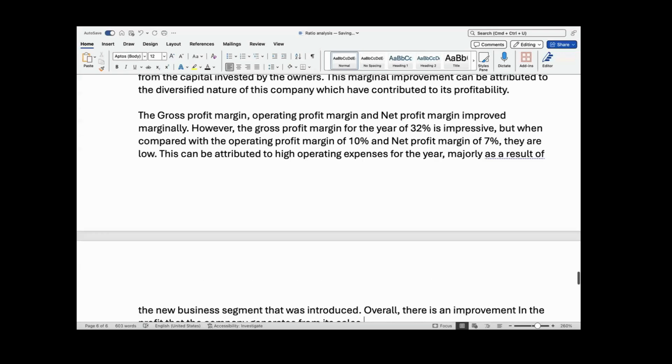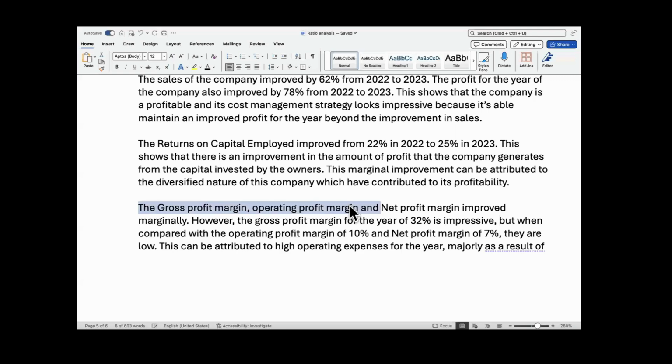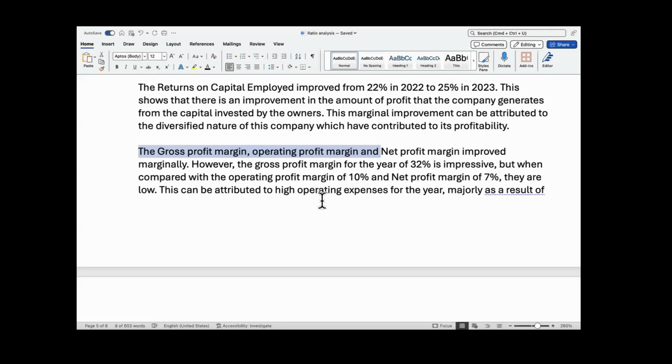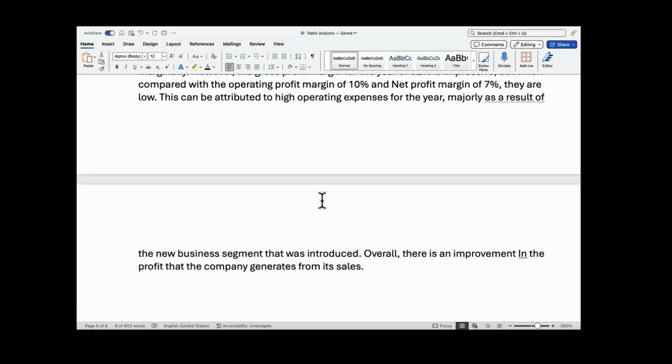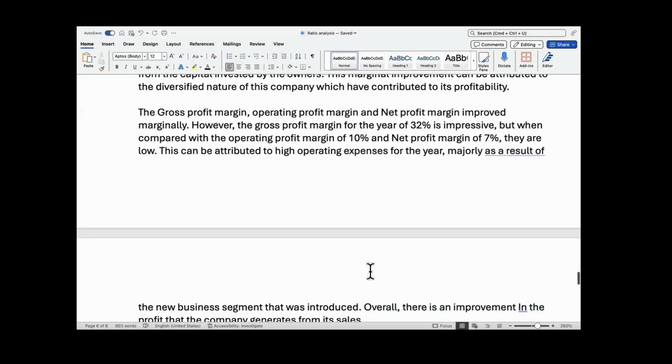Okay, so I was able to put together these three because they have a pattern, and I was able to talk about their difference, and I was able to show the examiner what will have caused that difference between GP margin and these other ones. And I also talked about the improvements they have in each of these ratios. Okay, so I'm done with profitability ratio analysis. Now let's move to efficiency.